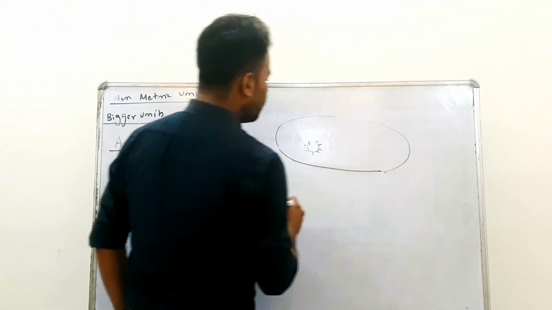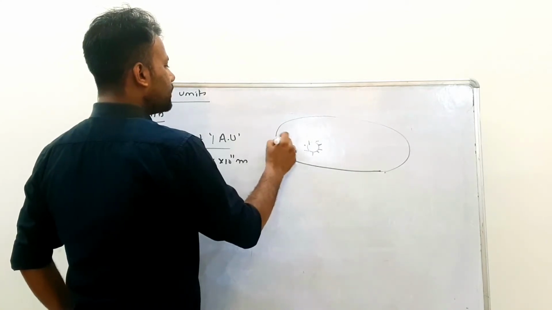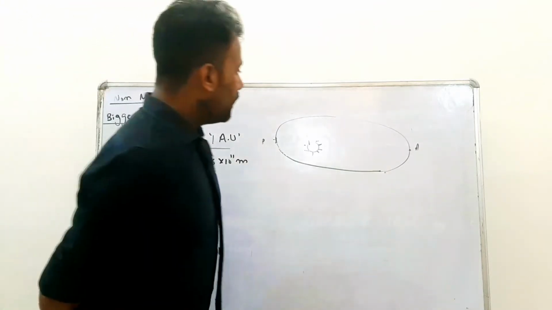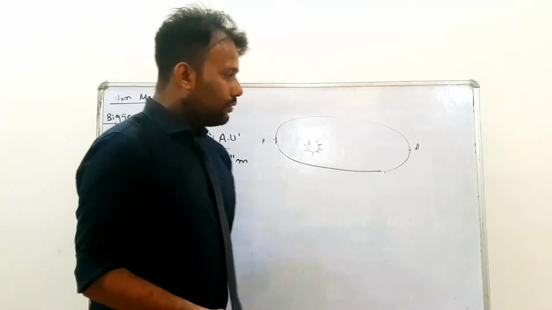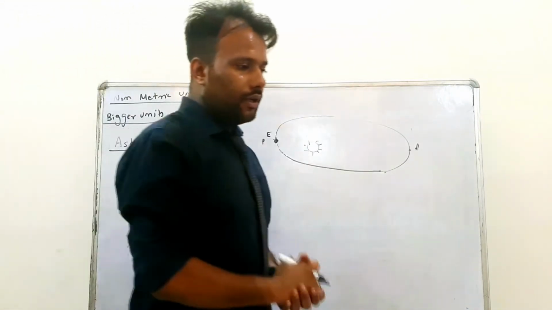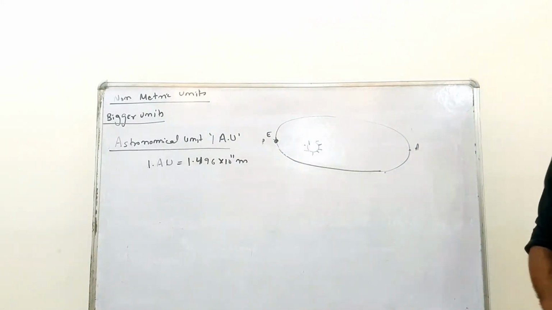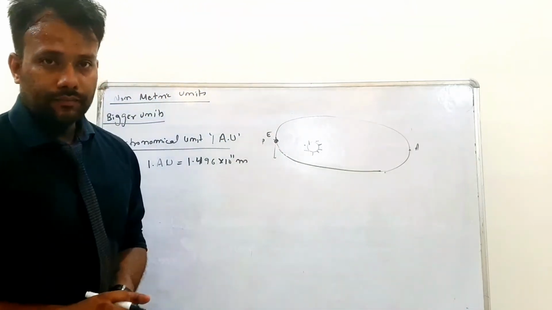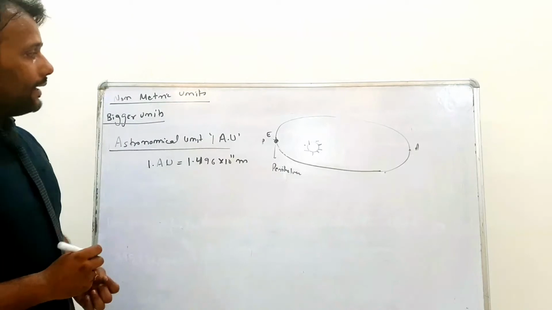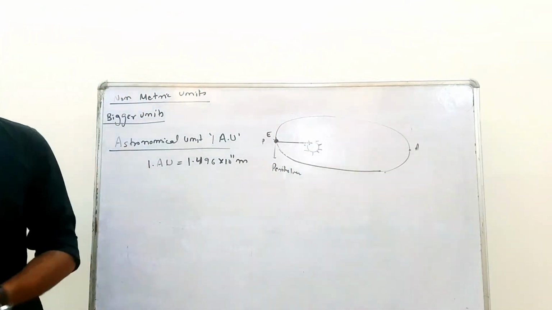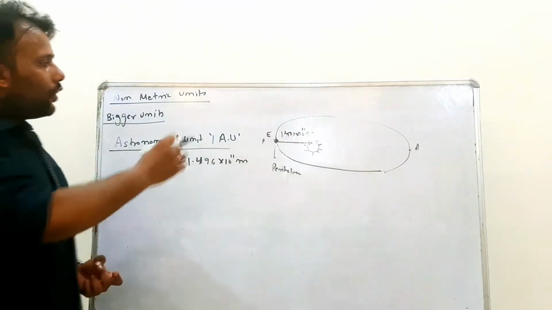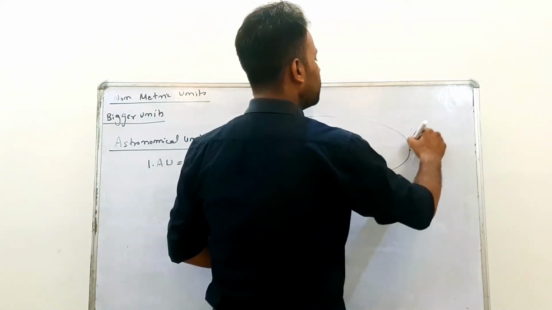Now you see that at certain points, like I have taken, let this point be P and this point be A. Can you see the distance between these 2 points is different? Like right now, let's say Earth is here at point P. This is Earth. Can you see this is the shortest distance between the Earth and Sun. This point is called perihelion, right? And this perihelion distance between Sun and Earth is only about 1.471 into 10 to the power 11 meter.